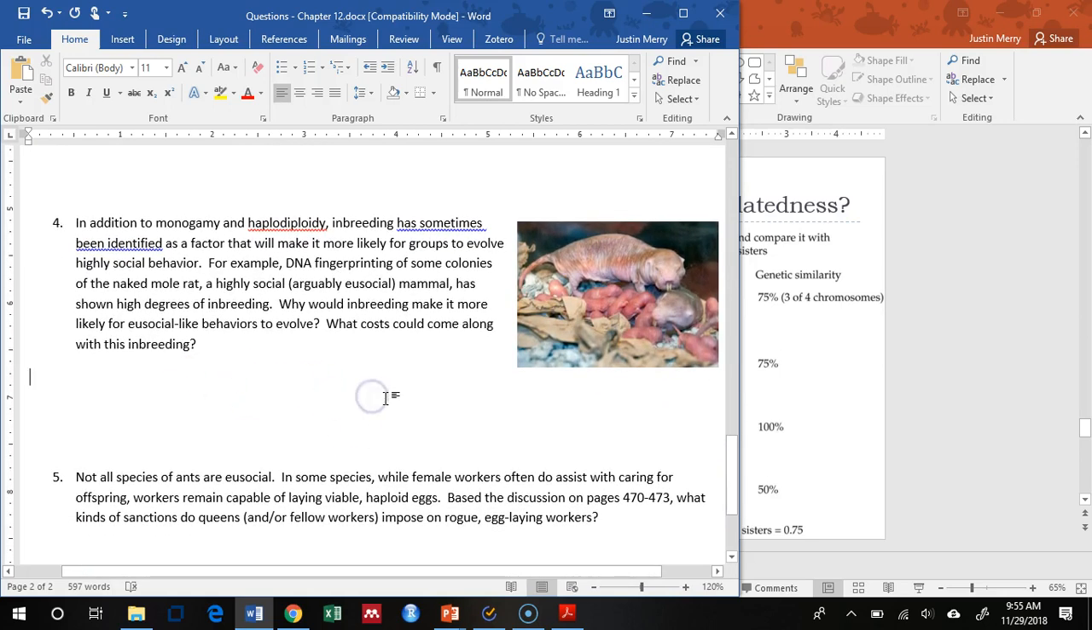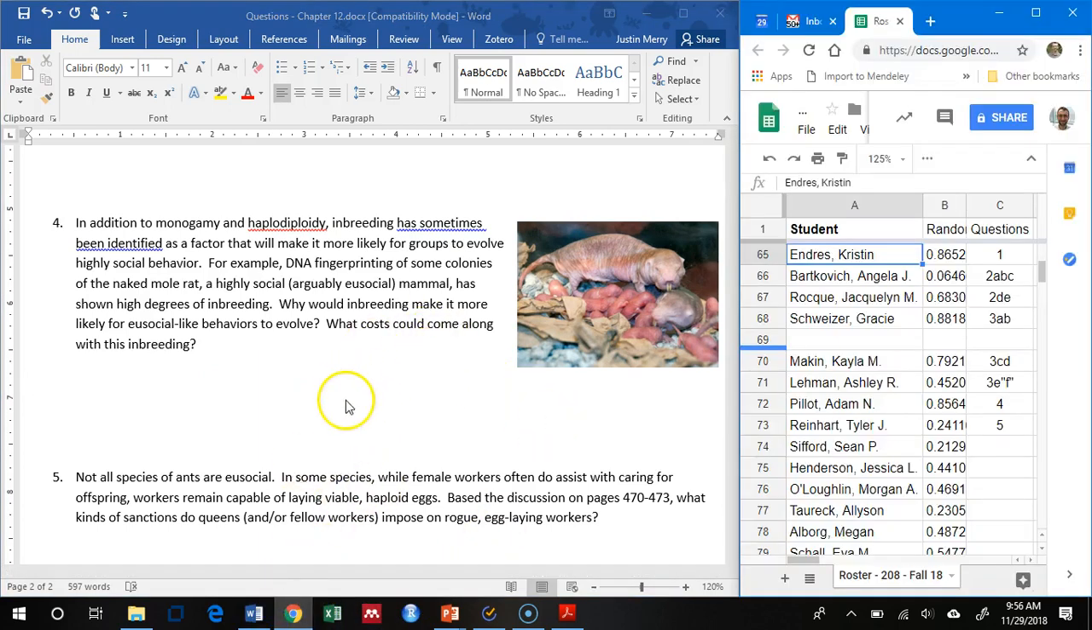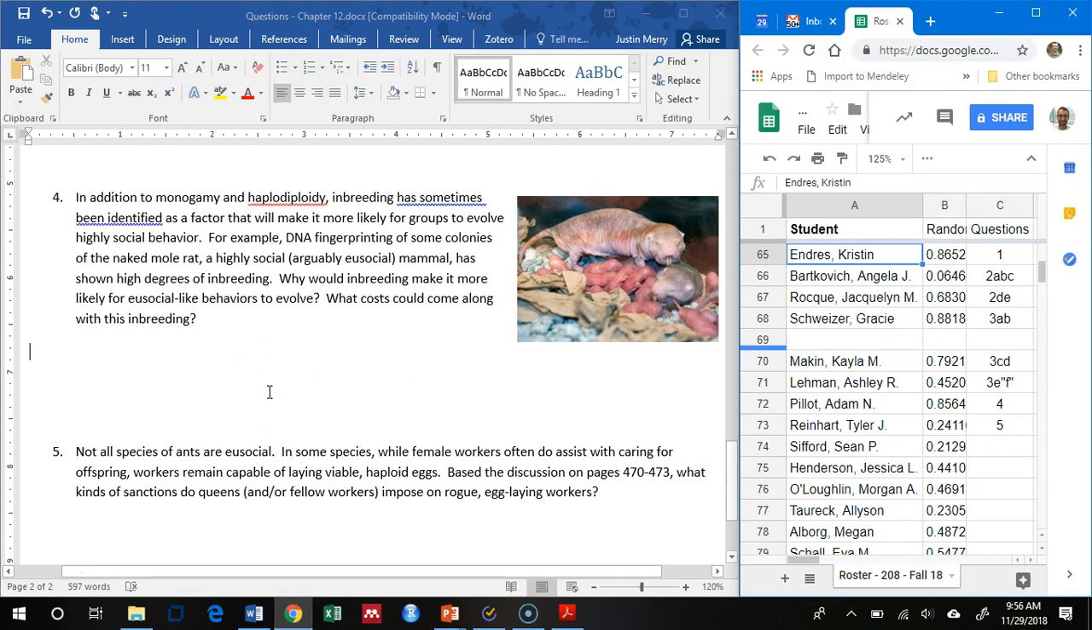So naked mole rats are these adorable little, they're either adorable or they're just gross, and I can't really decide what I think about them. You may have your own opinions. But it says, in addition to monogamy and haplodiploidy, which are the two things we talked about in class, inbreeding has sometimes been identified as a factor that will make it more likely for groups to evolve highly social behavior. And the question talks about naked mole rats. DNA fingerprinting has found that they are crazy inbred in some cases. Why would inbreeding make it more likely for eusocial-like behaviors to evolve, and what could be some costs that come from that?